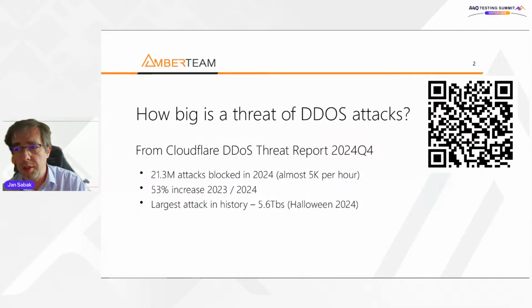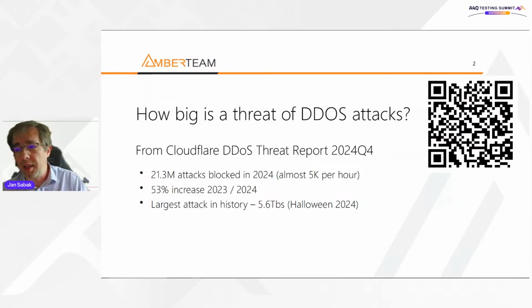As you can see from the Cloudflare DDoS threat report, I would like to cite some facts. You can look at this report, just scan this QR code, and it will let you see the report. So in 2024, the previous year, Cloudflare blocked over 21 million attacks. As you can recalculate, it's almost 5,000 attacks per hour. And it's an increasing threat, because the increase from 2023 to 2024 was more than 50%. So you can imagine how many attacks there will be this year.